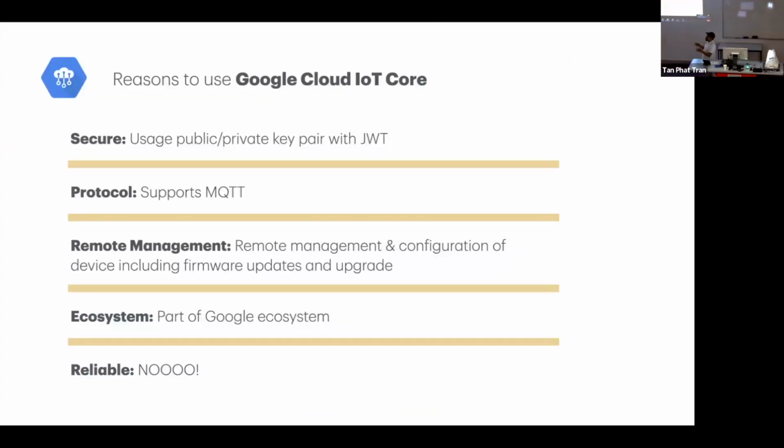And why were you using Google Core IoT? It's secure, it was using public-private key with JWT, it was supposed to be MQTT, which is very easy for it. It was remote management, so you know which device ID is running, which is sending, whatever is happening, all that data. It was also part of the ecosystem. We were using Google Core IoT and we were building every other app inside Google. And also reliable? No, it was not.